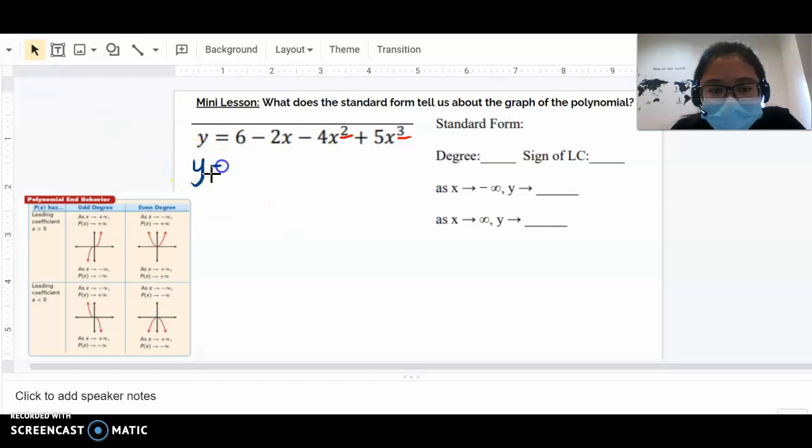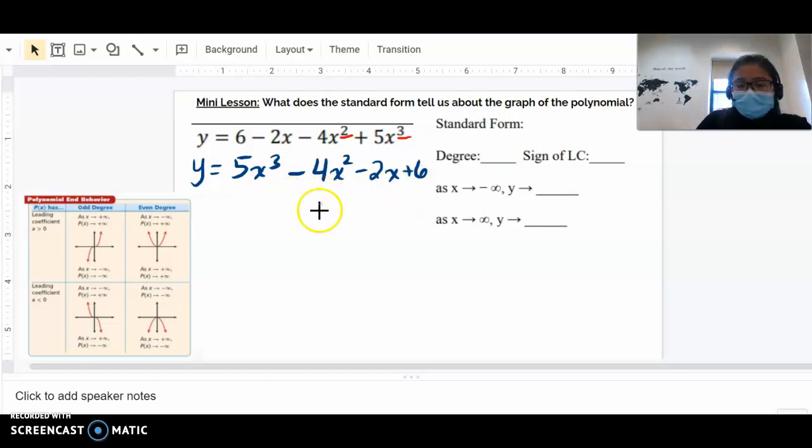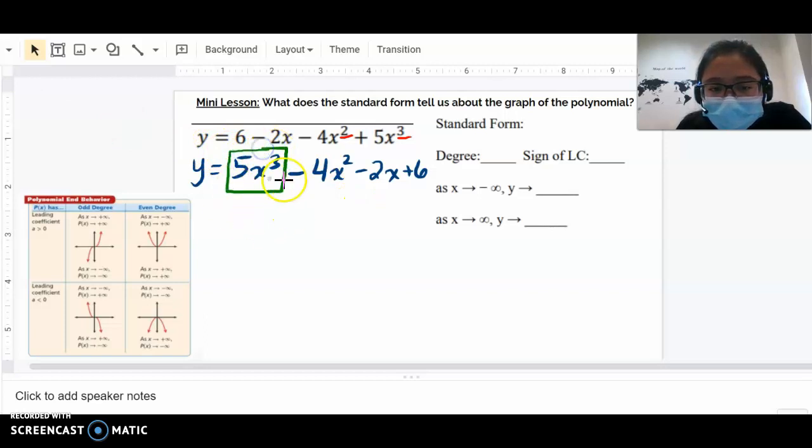So what I'm going to do is I'm going to have y is equal to, bring over the 5x to the third, put negative x to the second right next to it, put in the negative 2x, and then put down that positive 6. Okay? So now that that's in standard form, the only thing that I need right now is this chunk right over here, this first term with the highest power. And from this chunk, I'm looking for the degree and the leading coefficient.